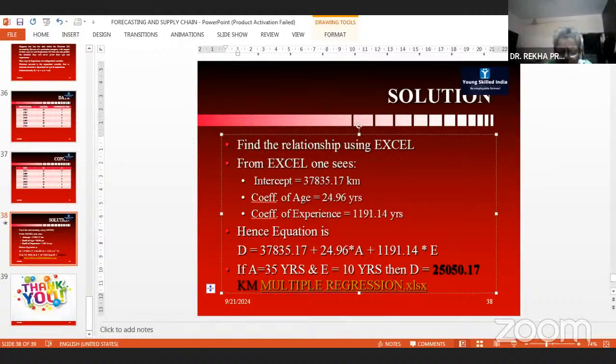Okay, so I have put, if age is 35 and experience is 10 years, I'll put 35 for age and 10 for experience, then I get this answer. So this is how you can use Excel to make the prediction. Is it clear? Yes, ma'am.